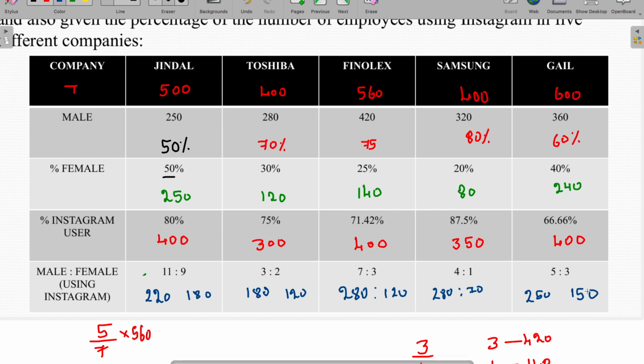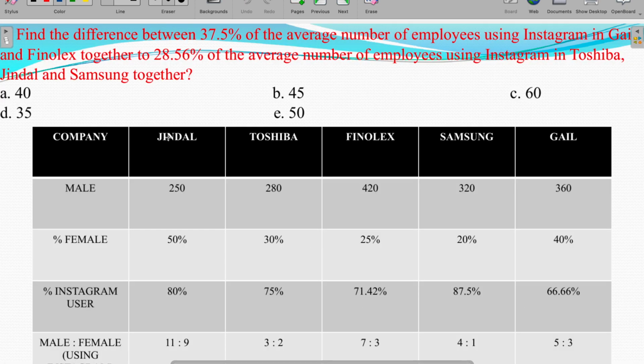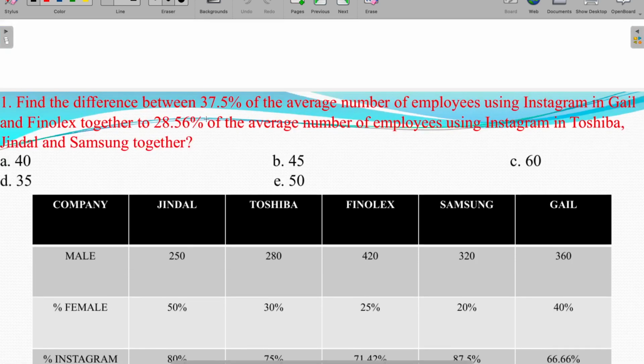Even I will write down in one sheet to solve next coming questions easily. Okay. Now, if you see the first question, what they're talking about: find the difference between the 37.5 percentage of the average number of employees using Instagram in Gale and Phoenix. So let's find out first in Gale how many employees are using Instagram.